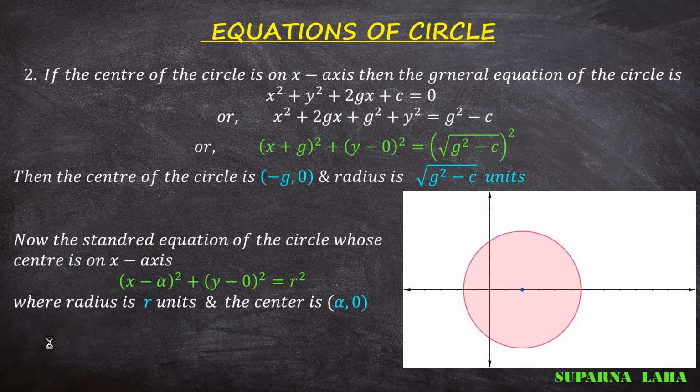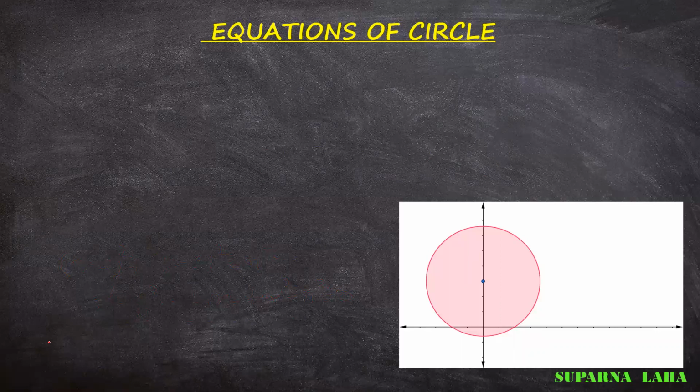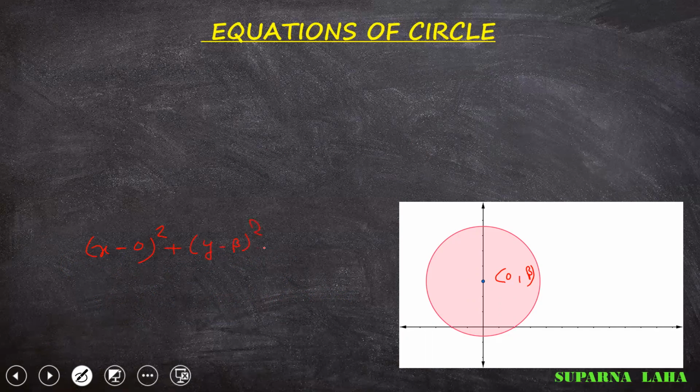Now, if the center is on the y-axis, any point on the y-axis can be written as (0, β), right? If (0, β) is the center and r is the radius, then the equation of the circle is (x − 0)² + (y − β)² = r². If we expand the squares, you will find x² + y² − 2βy + β² − r² = 0.